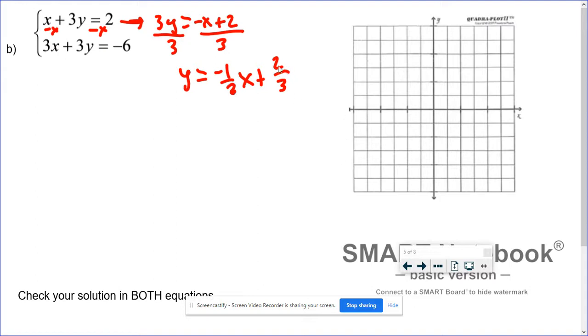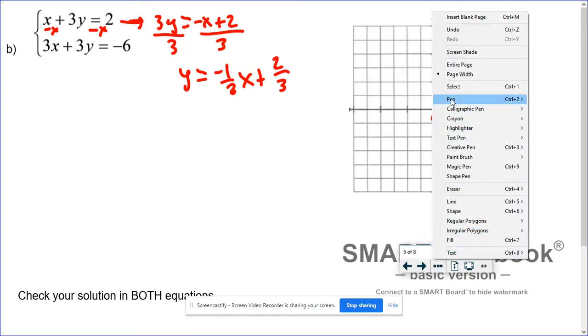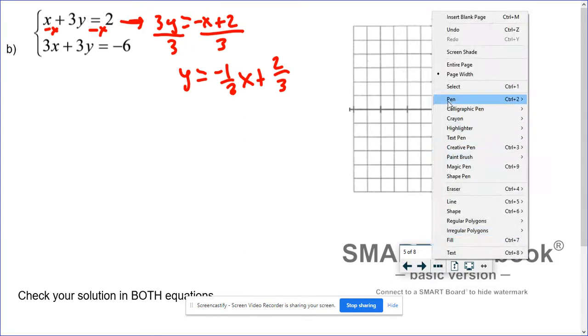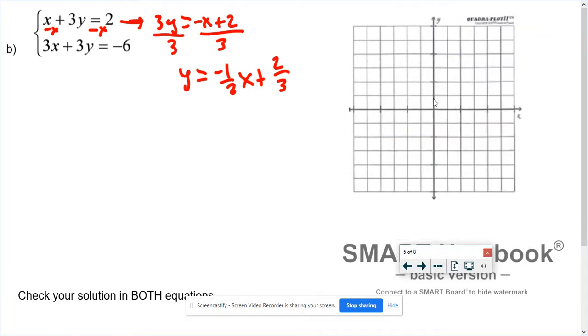When I go to graph that, not ideal that you have a y-intercept that's not an integer, but you can deal with it. So 2/3 we'll say is a little closer to 1 than it is to 2, not negative 1. So we'll say it's right about here, right? And then the slope is negative 1/3. So that means I go down 1 and right 3. And I go down 1 and right 3. So we'll draw our line through that.